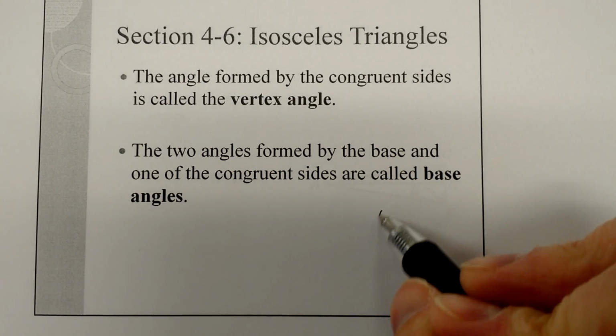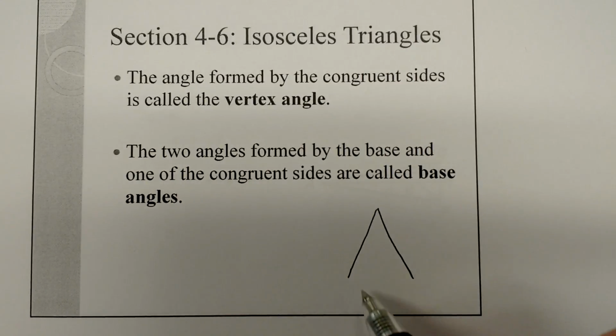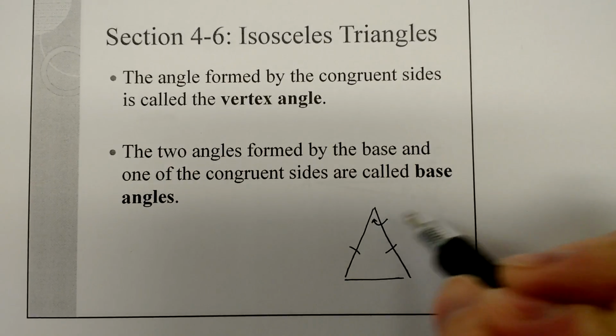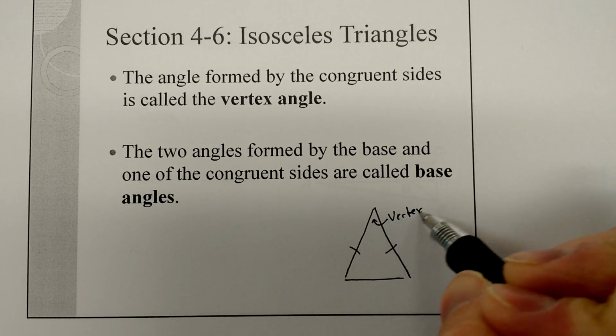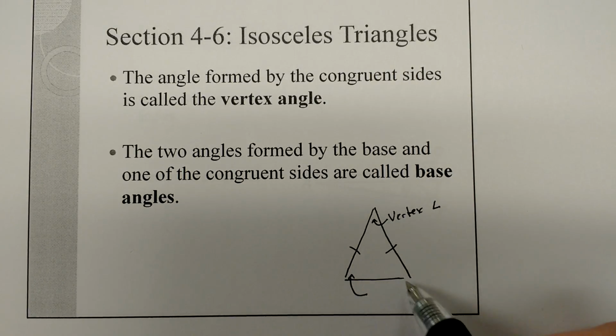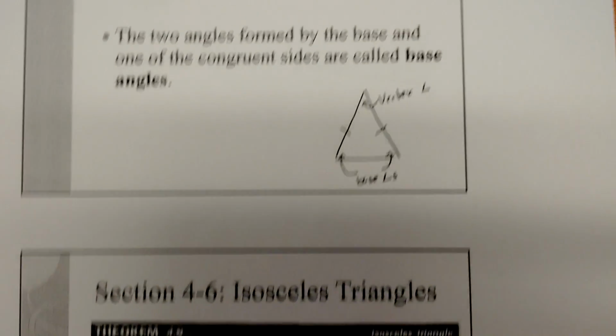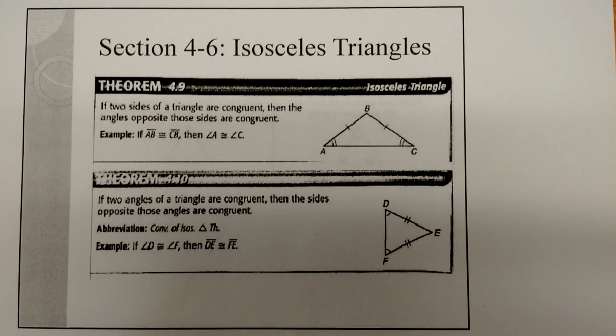So if you're looking at a picture, say you have a lovely isosceles triangle, so there are the congruent sides. That angle up there is the vertex angle. And those angles there are the base angles. Which leads us to the isosceles triangle theorems.